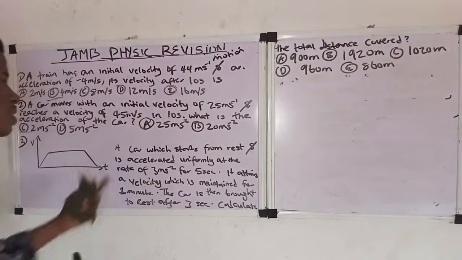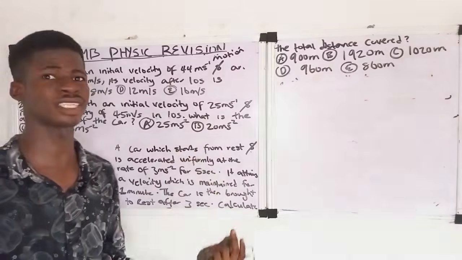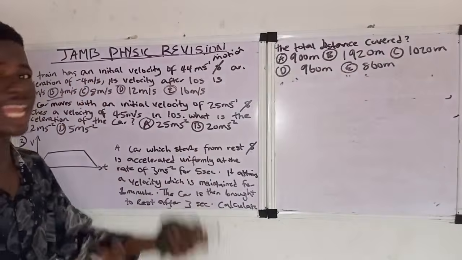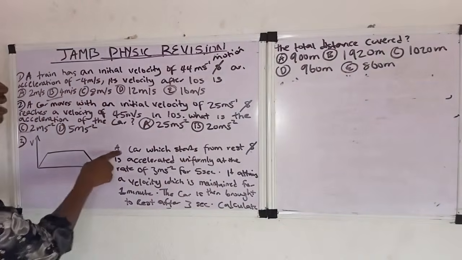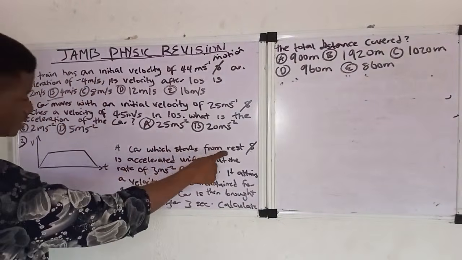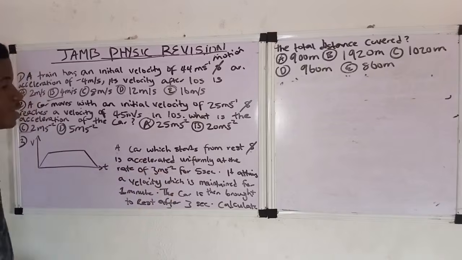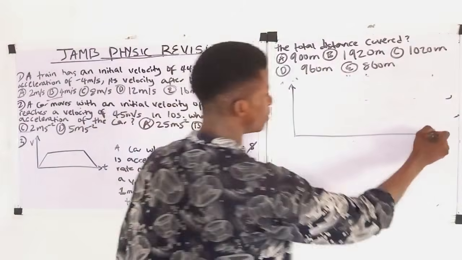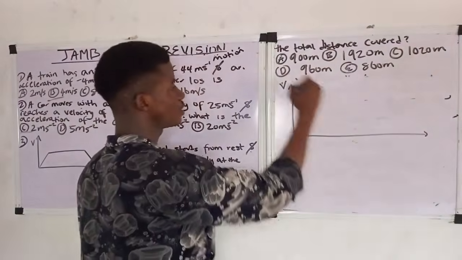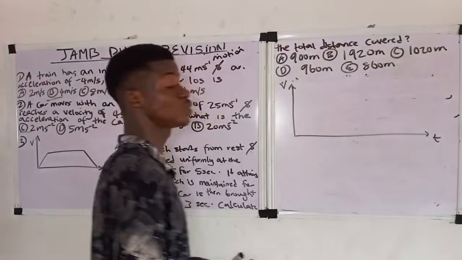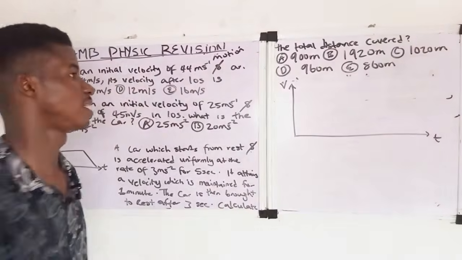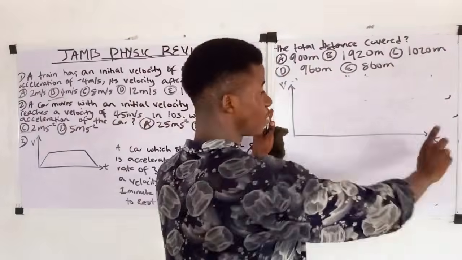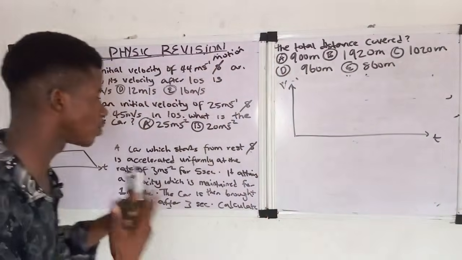Okay, so to solve questions on the velocity time graph is very easy. It starts with analyzing the question. They said a car which starts from rest and is accelerated uniformly. Since it's a velocity time graph, we need to draw the graph. The very first thing you need to do is draw the graph, which is usually velocity over time.